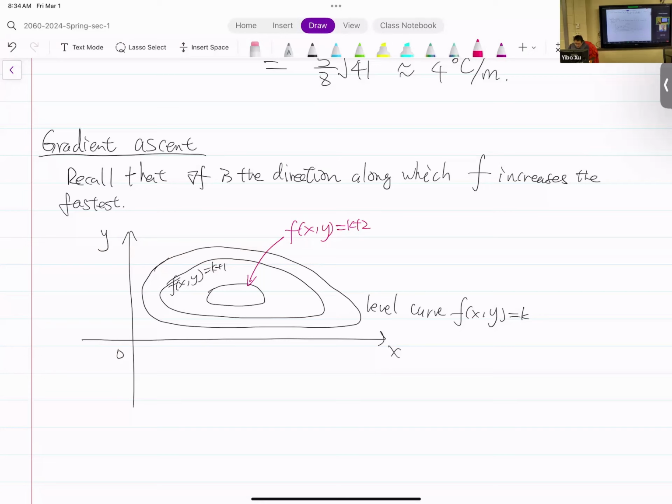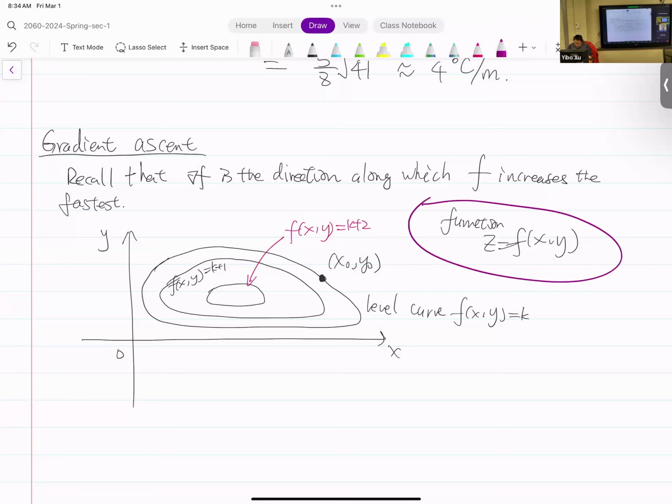Right, and now let's say we start at a point right here, x0, y0. So basically, here we have this function, z equals f of x, y. Okay, so for this function, we are given these contour curves as a representation of our functional relation. And here we want to start at the solid point, x0, y0, and we want to increase the function value, right? So here the strategy is the following.